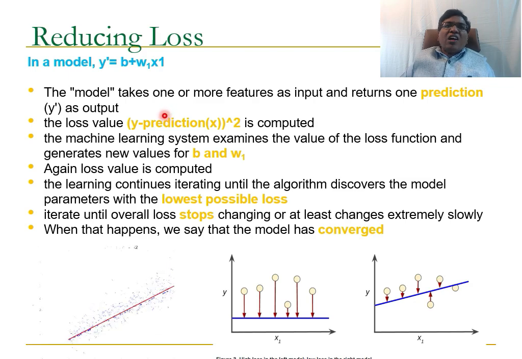Now again, output prediction and loss are recomputed. This process is reiterated till the loss reaches the minimum value. Now we can say that the model has converged.